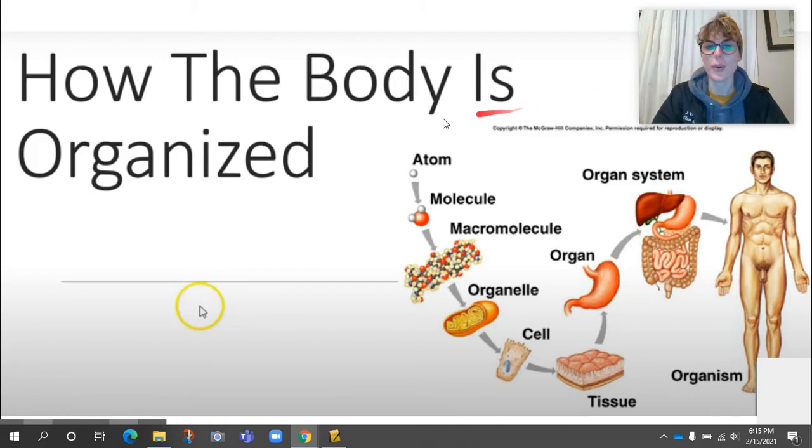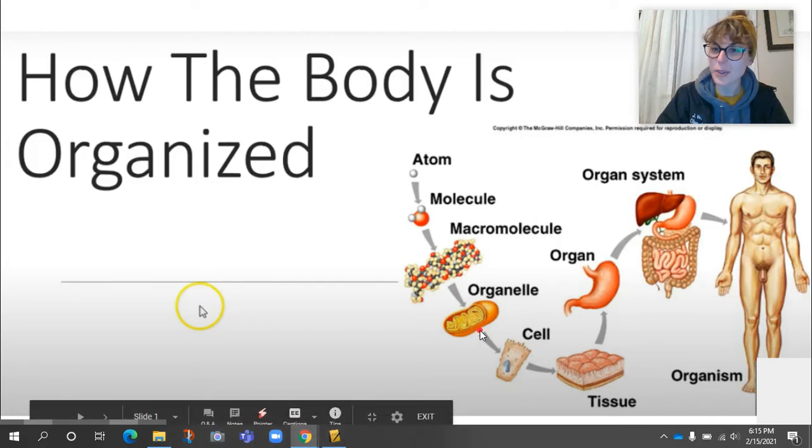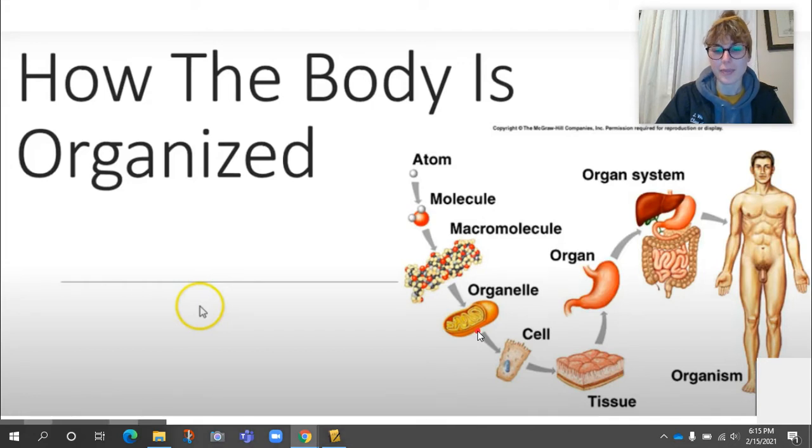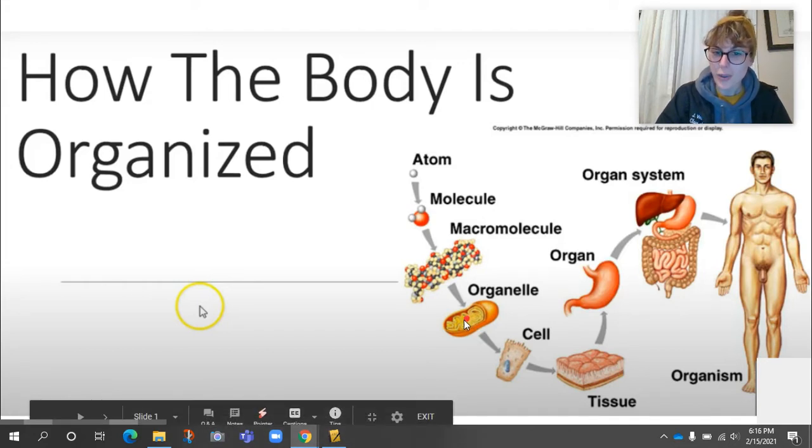Okay, and so you're going to be learning a lot more about atoms and molecules and how they build large molecules in our body, and how those large molecules in the body are actually the building blocks for those tiny organs inside of our cells called organelles. Then within cells, we have these organelles, okay?